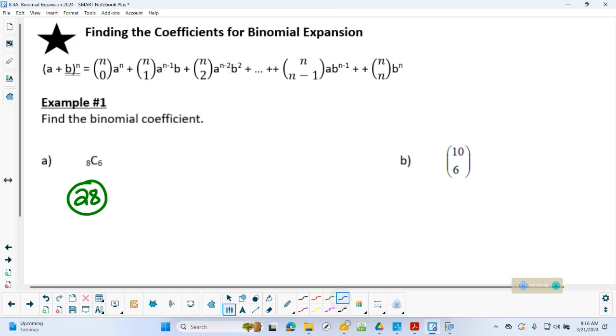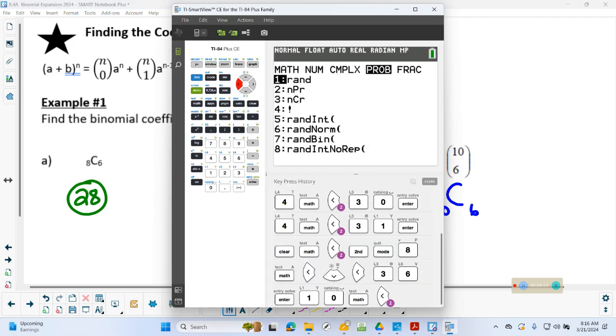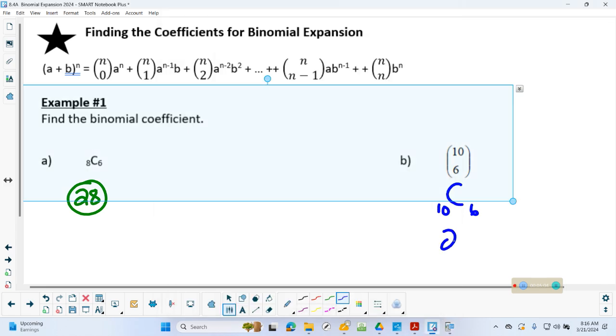Let's do B. Now remember, this is the same problem, just a different notation. Means the same thing. Let's punch that guy in. So 10, math menu, probability, number 3, and 6. We got it. So 210 for that guy.